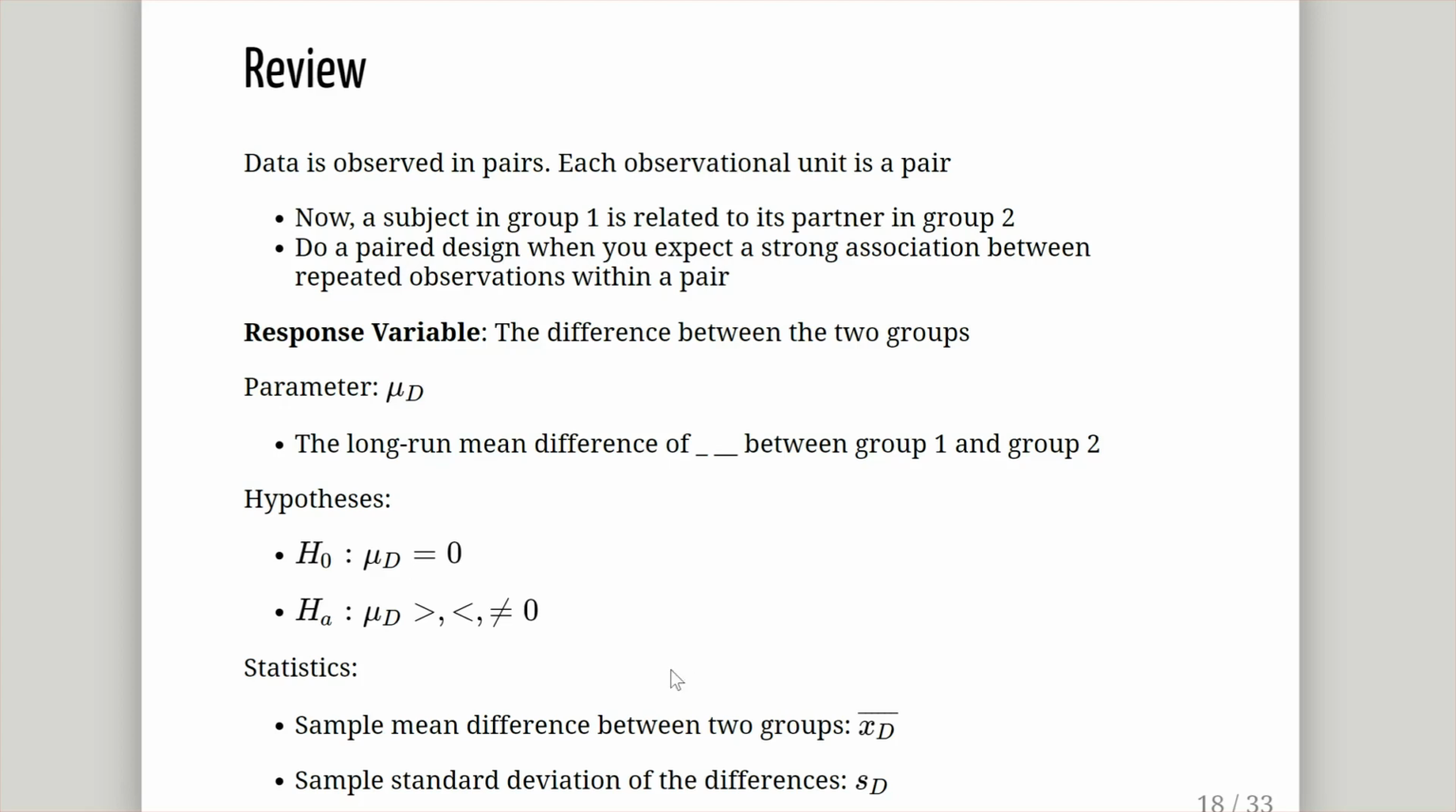So what we do, we gather a sample of data. This sample is a sample of observational unit pairs. We're going to find the difference for each pair and find two sample statistics. First sample statistic is the sample mean of the differences between the two groups. That sample mean difference is x bar sub d, or x bar with a little d underneath it. Then we're going to find the sample standard deviation of all the differences. That symbol is s with a little d underneath it.